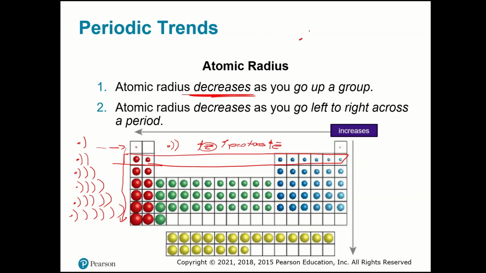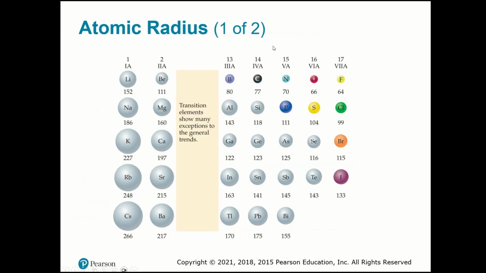So remember, an atom is full of empty space. If this attraction is increasing, what happened? This empty space is getting smaller.